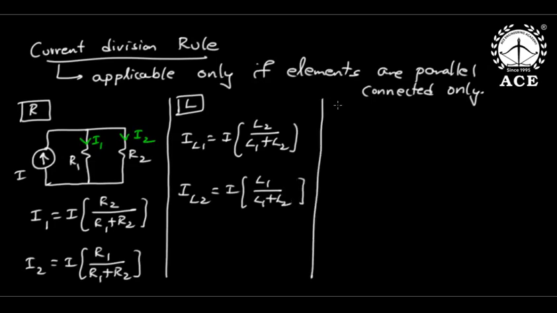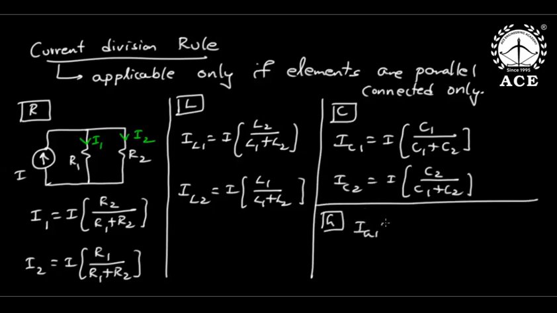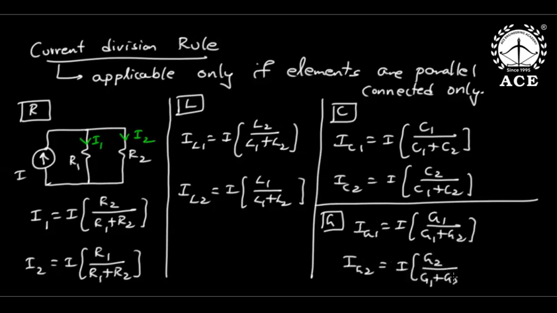But what about capacitors? For a capacitor I is C dV by dt, proportional to capacitance. IC1 will be total current into C1 by C1 plus C2, and IC2 is total current into C2 by C1 plus C2. Conductance is also proportional: IG1 will be total current into G1 by G1 plus G2, and IG2 is total current into G2 by G1 plus G2. That is the meaning here.